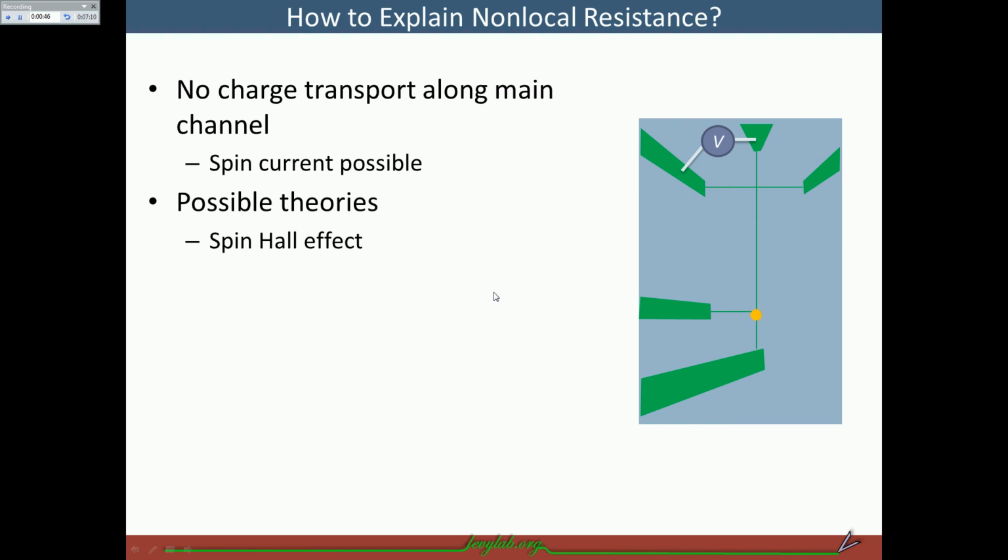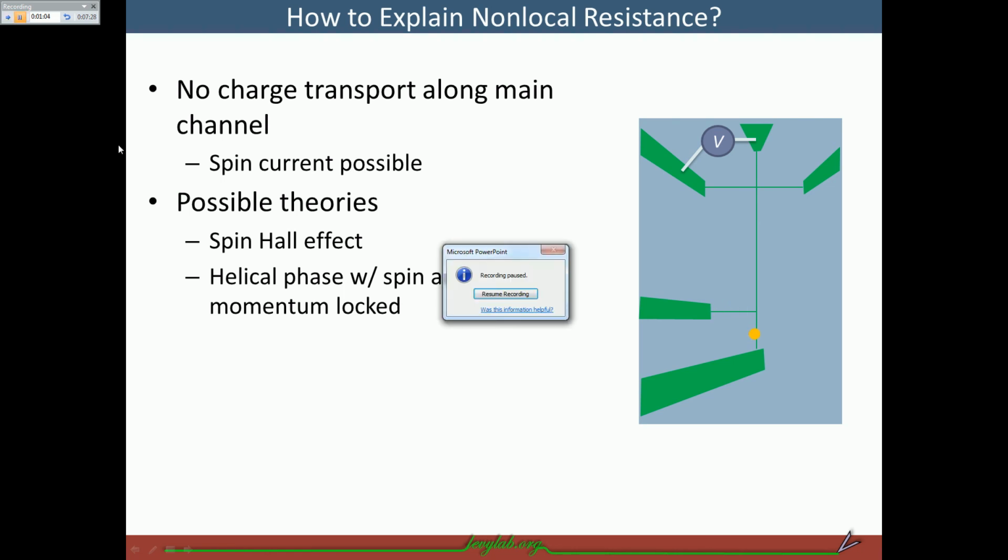And which cause the gain accumulation and the diffusion in the main channel. Okay, and there's also possible helical phase with spin and momentum loss in the system, which makes the spin transport very big. Yeah, and there you can refer to Chetan Nayak's paper.